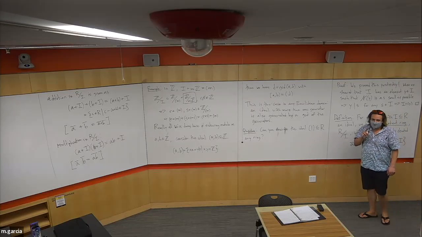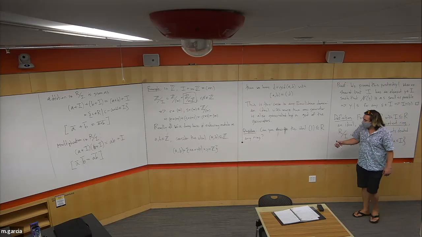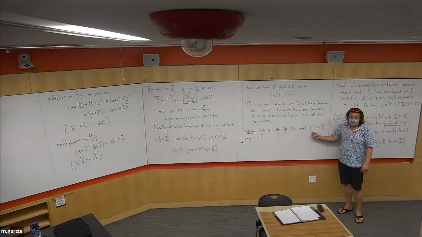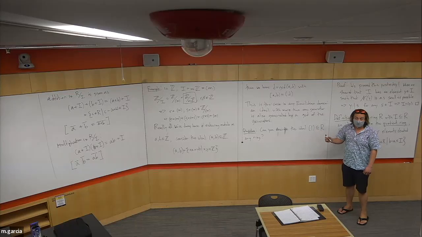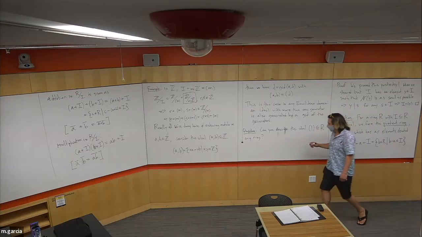Well, remember, this is the importance of that second property of ideals, that it absorbs any multiplication, right? So if 1 is a member of my ideal, then I can multiply any element of R by 1, and that must also be in my ideal. Which means that the ideal generated by 1 is the entire ring R. Okay?